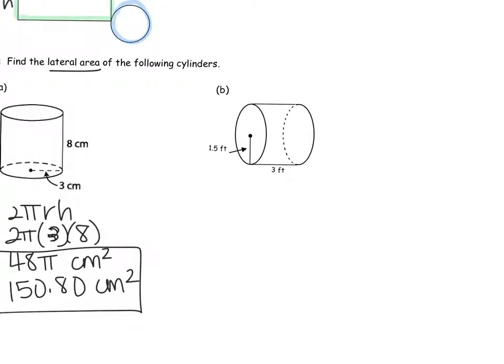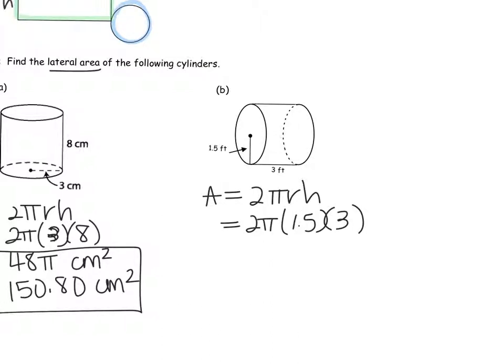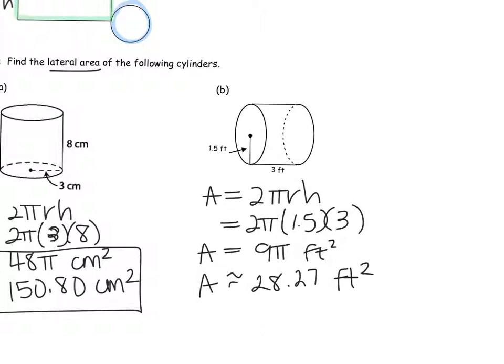On our next example here, to find the lateral area, we still do 2 pi r h, and in this case, our radius is 1.5 and our height is 3. So once we multiply, we get that our area is 9 pi feet squared, which is an approximate area of 28.27 feet squared.